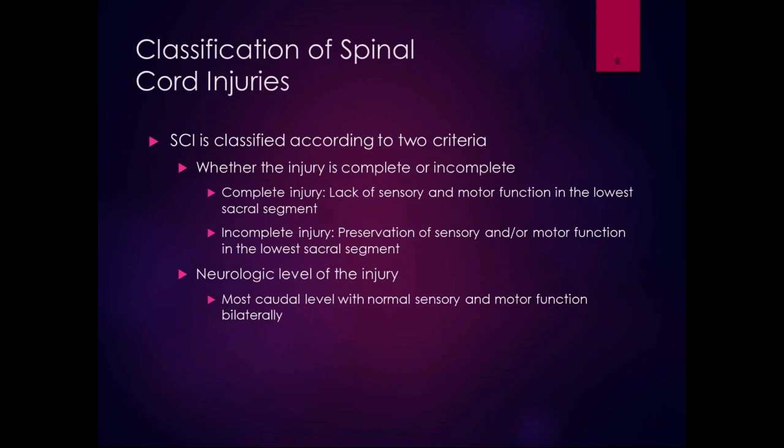So the neurological level of the injury is the most caudal level, so the lowest level, with normal sensory and motor function bilaterally. So you might have normal sensory and motor function, let's just say, in T2 on one side and T4 on the other side. So the neurological level is considered T4. It's the lowest level with normal function bilaterally.